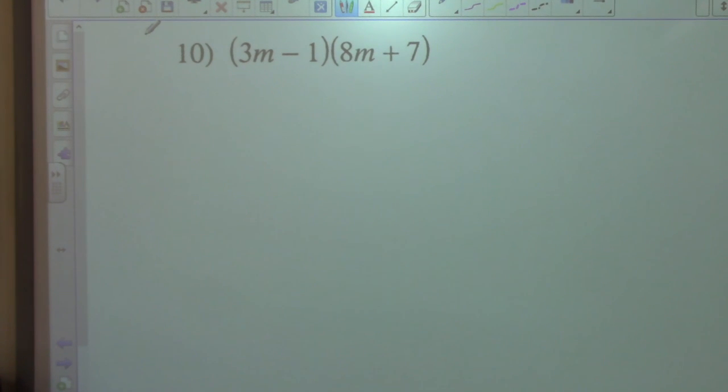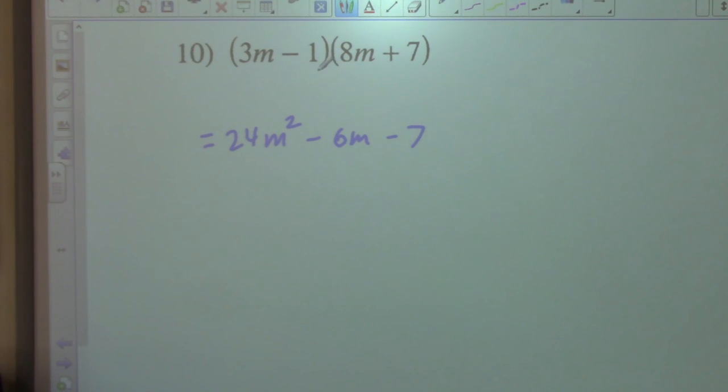Okay, this last one here. Madeline. All right, Madeline, what do you think? I got 24m squared minus 6m minus 7. Okay, she got 24m squared, and you said minus 6m and then minus 7. Yeah.